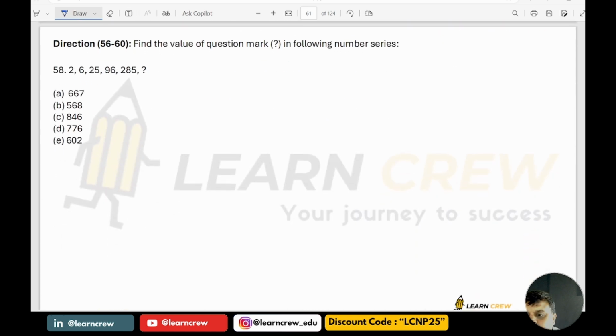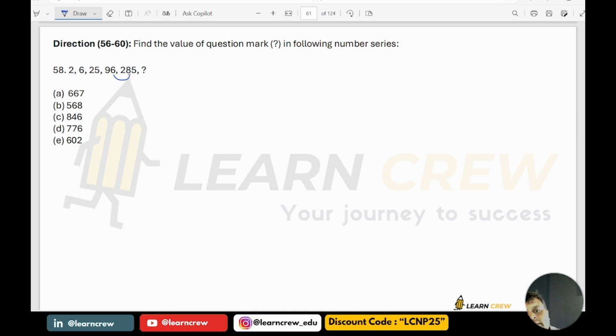Next. 2 into 2 plus 2, 5 into 4 minus 4, 96 into 5 plus 5, 2 into 2 plus 2, 6 into 4, 24. What is the logic then here? It is into 1. So please see here, question 58.